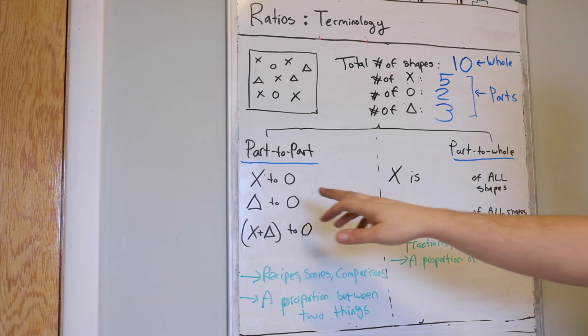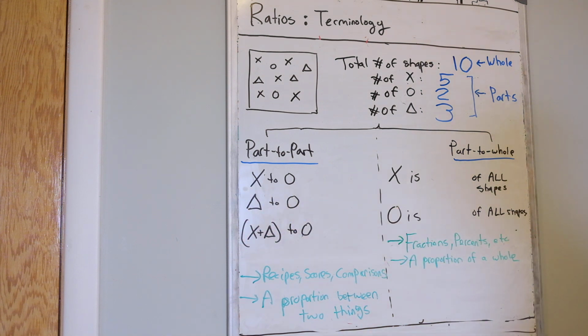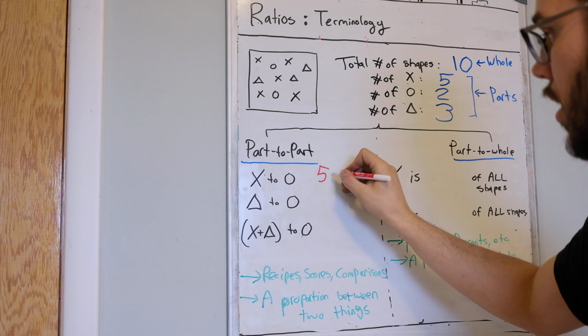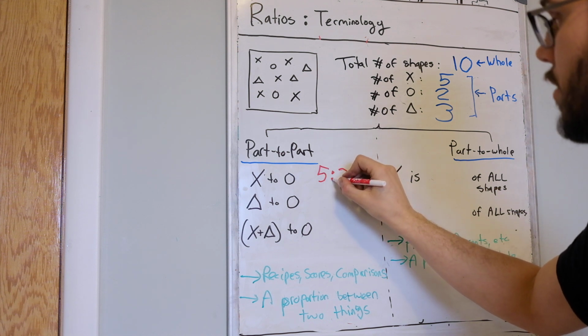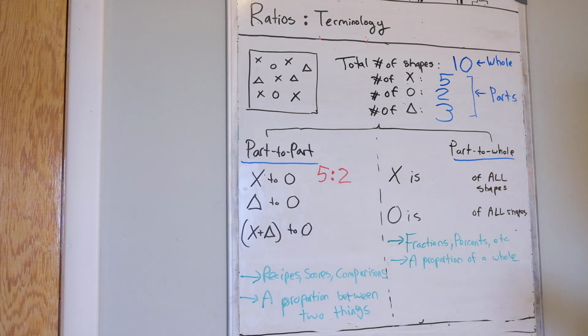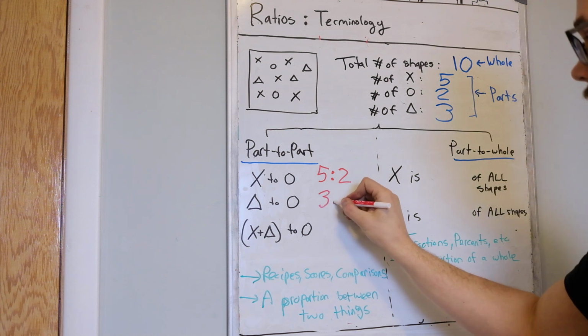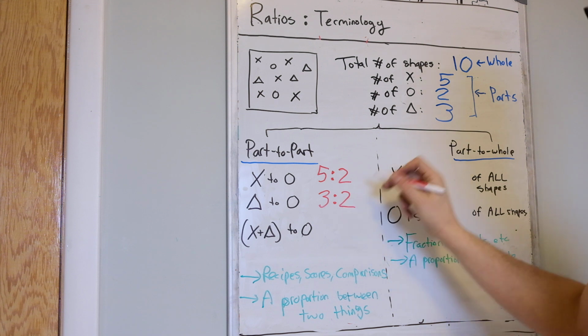So consider, for example, the ratio of X's to O's in this example. As I count it, there are 5 X's to 2 O's. So we get a ratio of 5 to 2. This is a part to part ratio. Triangles to circles, I see 3 to 2.